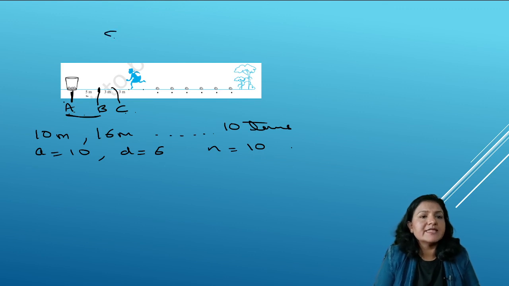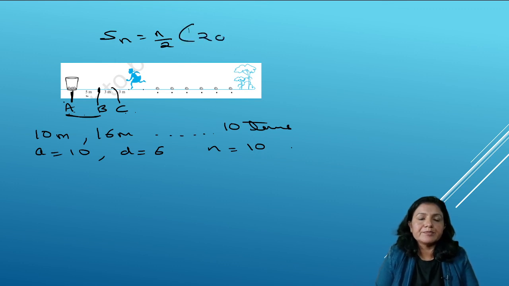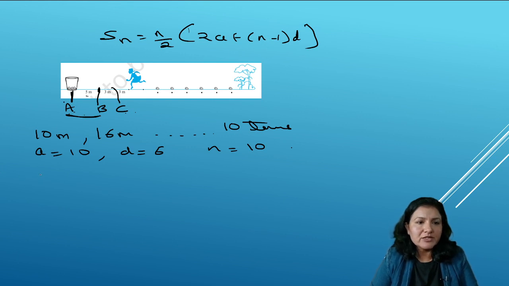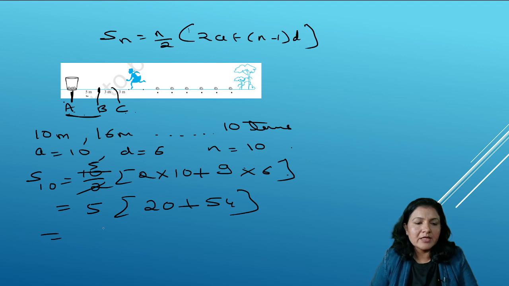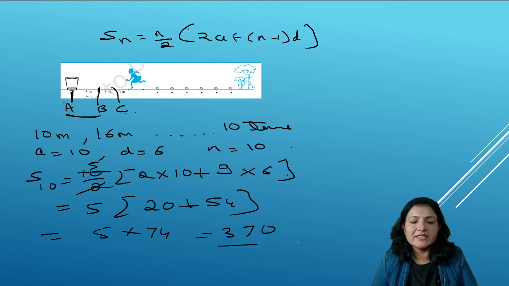We know the formula Sn is equal to n by 2, 2a plus n minus 1 into d. Put the value of n is equal to 10. So we'll get S10 is equal to 10 by 2, 2a, that is 2 into 10 plus n minus 1, 10 minus 1 is 9 into 6. So 2 ones are 2, 5s are 5. So it is 5 into 20 plus 6 nines are 54. 5 into 74, which is 370. So the girl has to travel a distance of 370 meters to collect all the potatoes in the race.